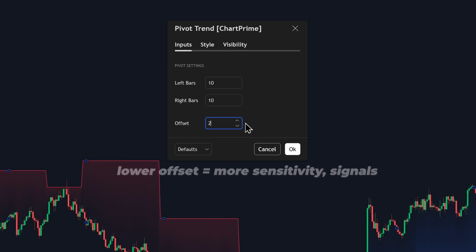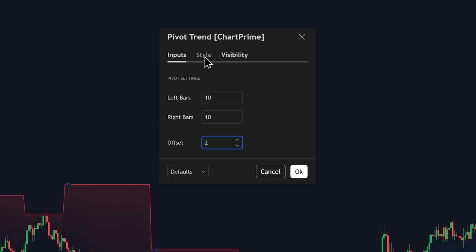So here's how you choose settings without overthinking it. If you're a swing trader who wants major structural turns, raise left bars and right bars. You'll get fewer flips, but they'll be more important.